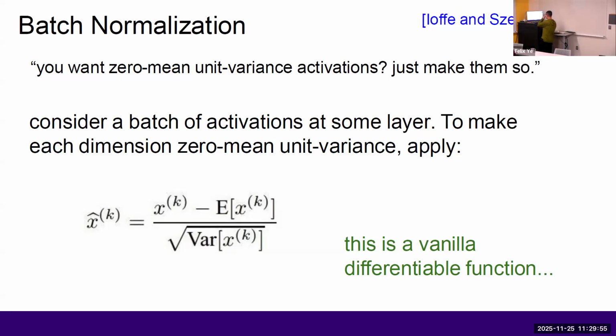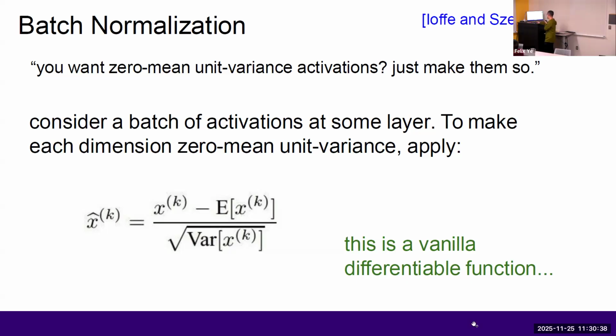So what you do is consider a batch of activations at some layer. Then you make each dimension have zero mean and unit variance. Very simple: subtract the mean and divide by the standard deviation for the specific layer's output. You get the statistics, you know the output of the layer will have that kind of mean and that kind of standard deviation.